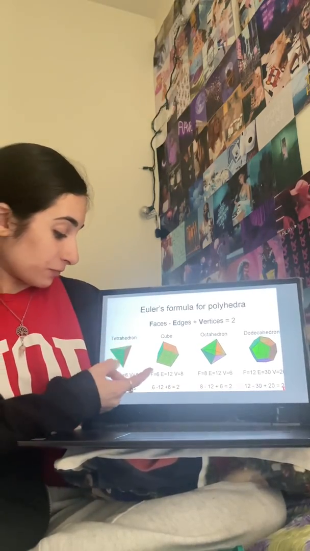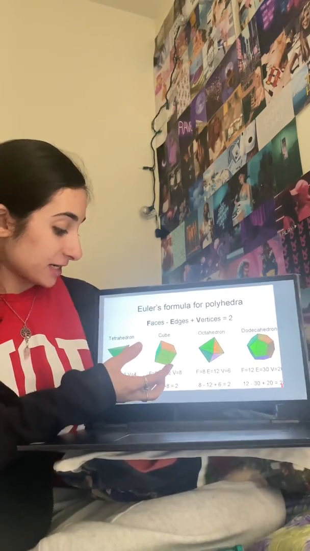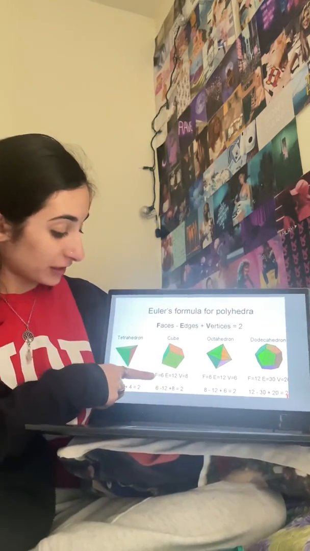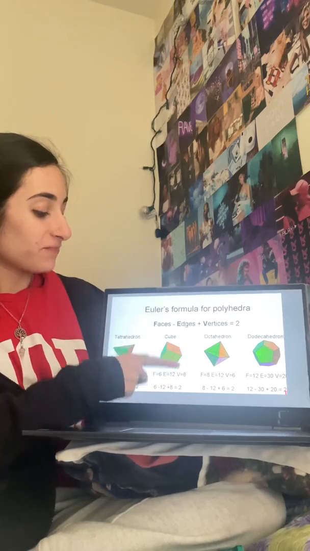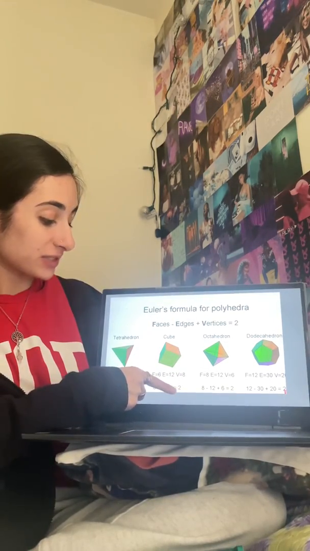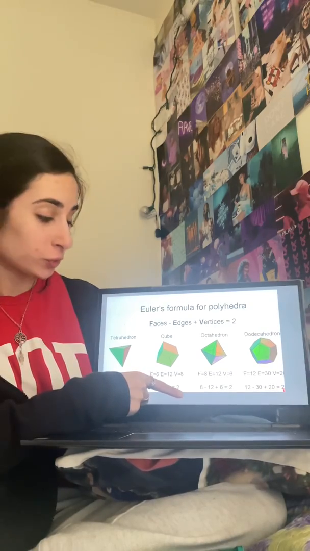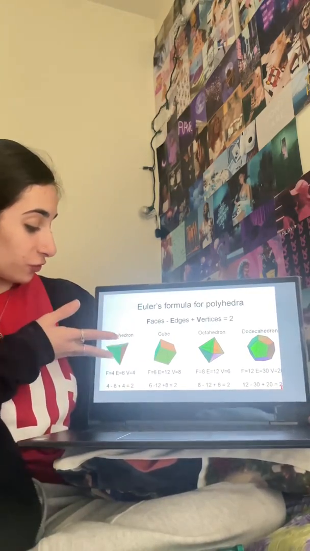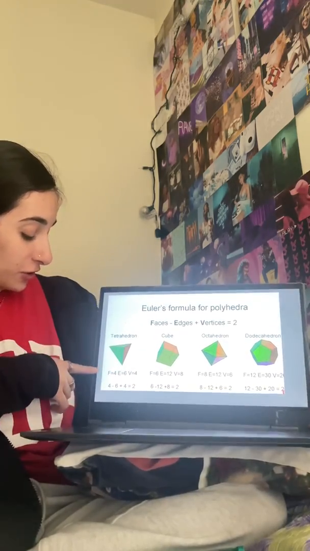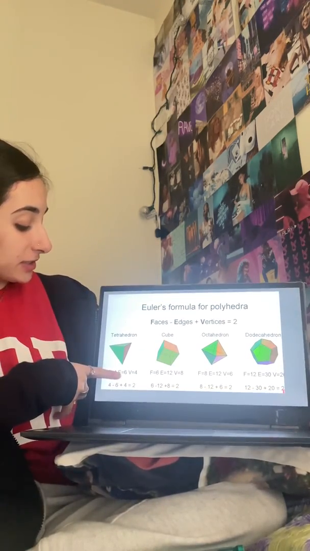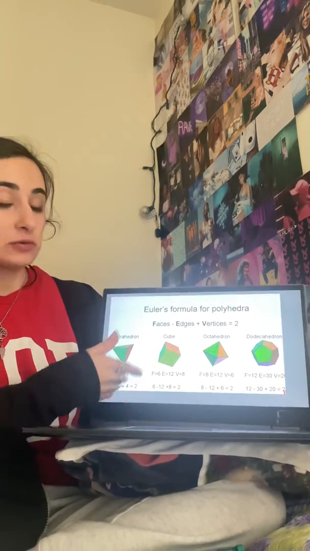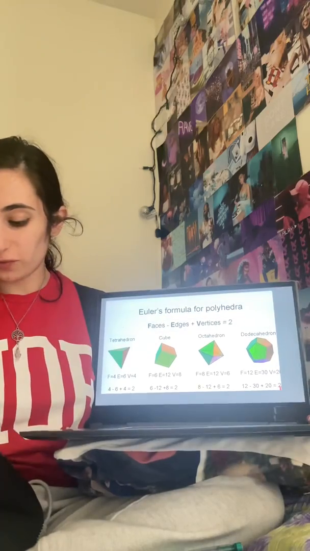So, for example, when you're looking at a cube, we know that a cube has 6 faces, 12 edges, and 8 vertices. So when you do 6 minus 12 plus 8, you get the number 2. And this works for all of the polyhedrons. When you look at the tetrahedron, you have 4 faces, 6 edges, 4 vertices. 4 minus 6 plus 4 equals 2. So on and so forth.